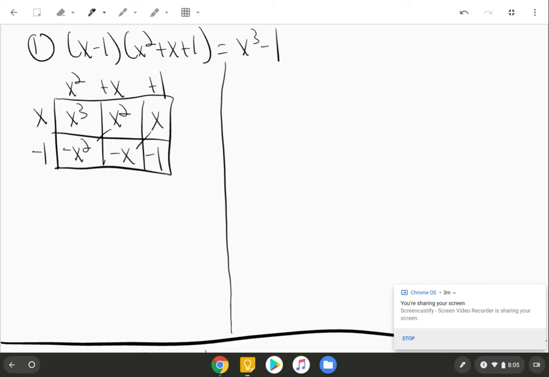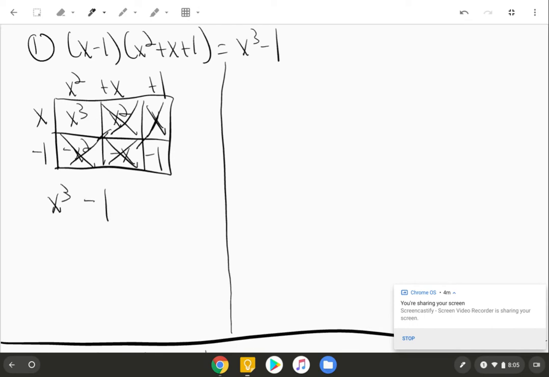And if we write this out, we're going to have x cubed. For this first diagonal here, we have x squared plus negative x squared. Those are actually going to cancel each other out. And actually, the same thing happens in the other diagonal. x and negative x cancel each other out. So we're left with x cubed minus 1.